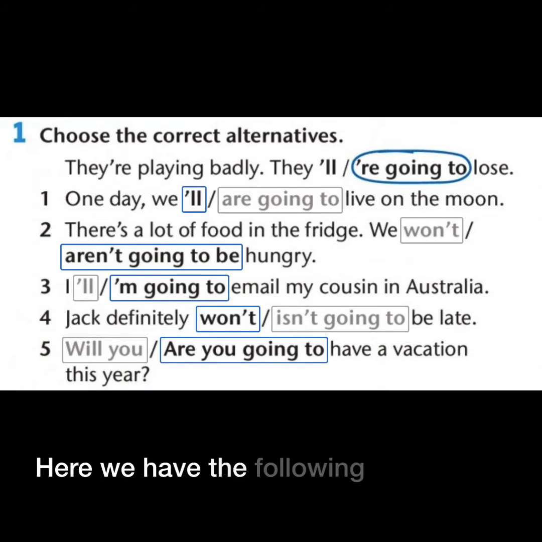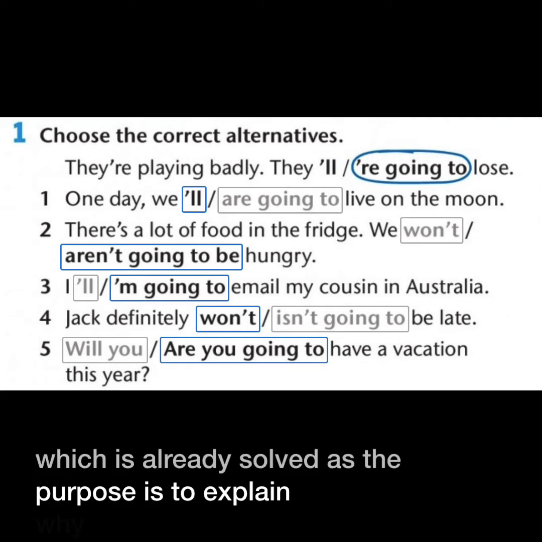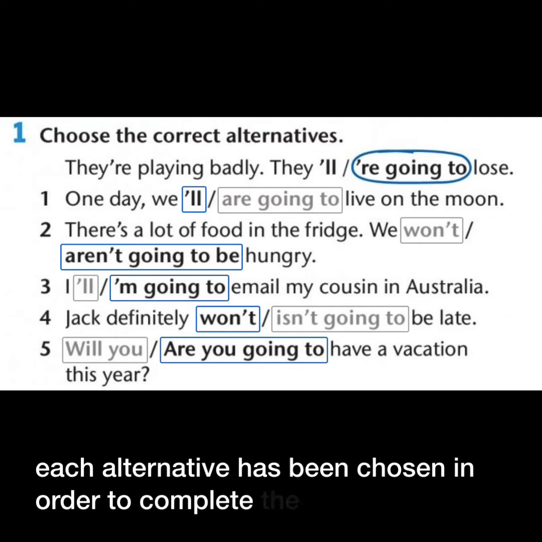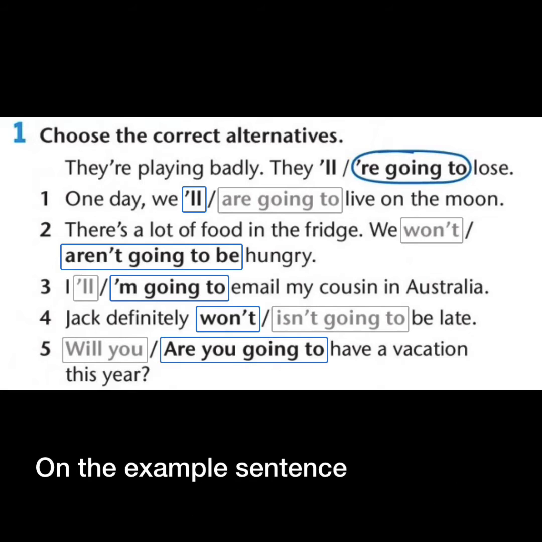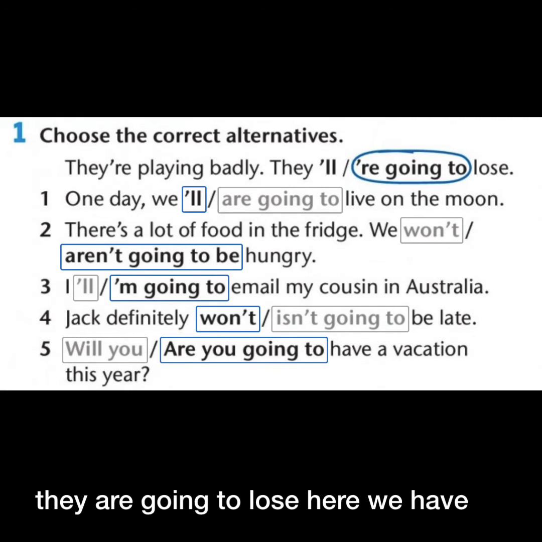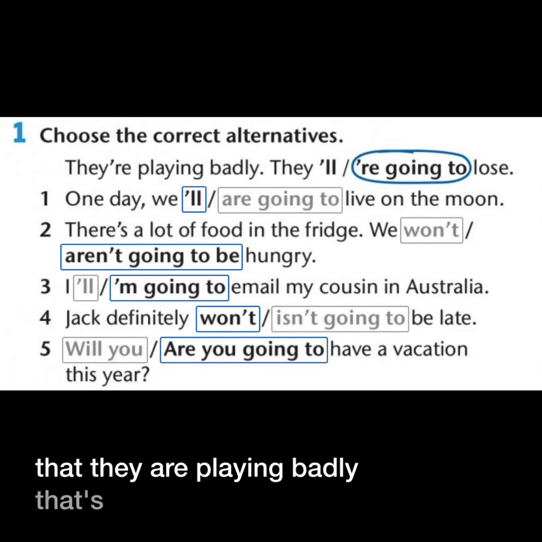Here we have the following exercise, which is already solved, as the purpose is to explain why each alternative has been chosen in order to complete the sentences. In the example sentence, it says, "They are playing badly, they are going to lose." Here we have a sentence in which we are making a prediction based on the evidence that they are playing badly. That's why we are using going to.